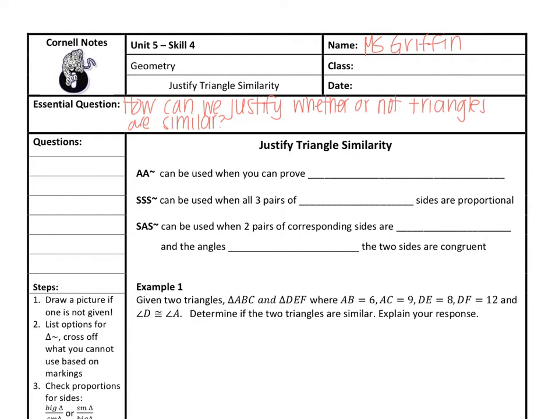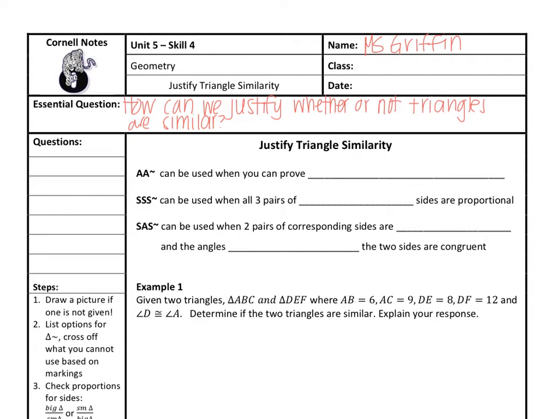Unit 5, Skill 4, Justify Triangle Similarity. This is Miss Griffin taking a look at how to justify triangles are similar. It's similar to proving triangles congruent, except that the triangles are similar and not congruent. So our essential question, hopefully you've been writing as I've been just babbling here: how can we justify whether or not triangles are similar?